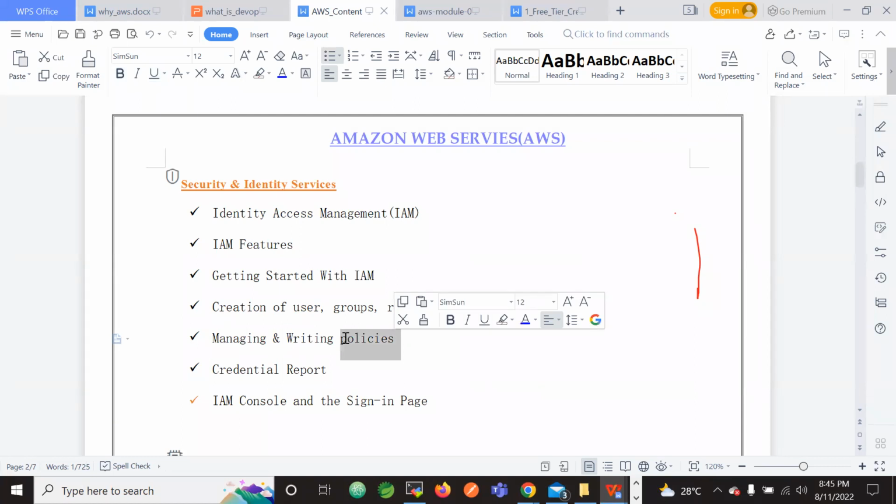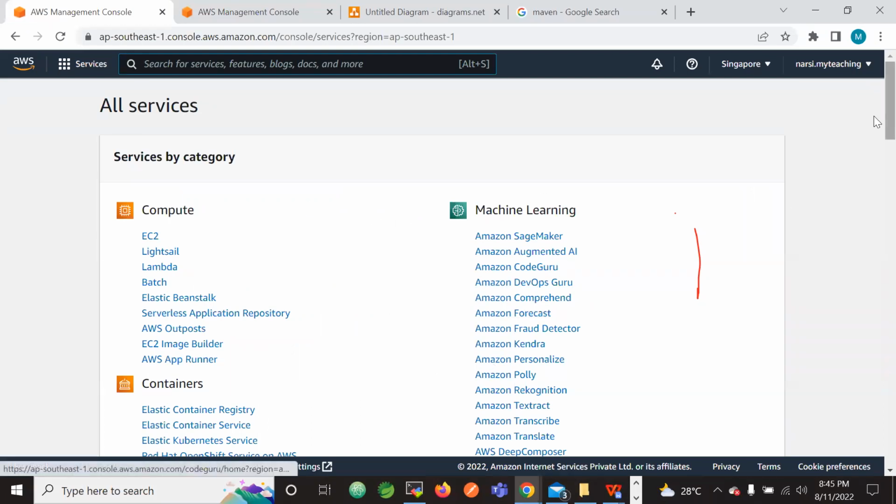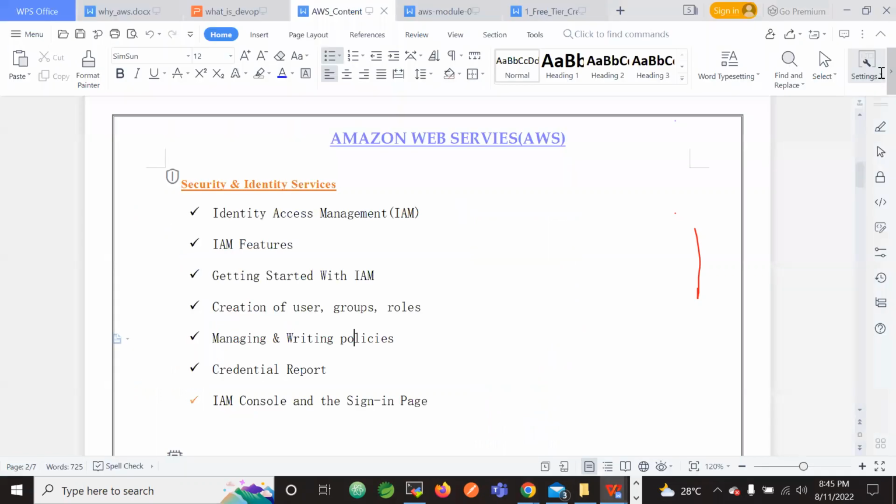Policies are nothing but rules, permissions, grants. Granting permissions, enabling the rules for accessing something, is nothing but a policy. If the policy is enabled, then only will we be able to access these other services and work with them. That is the reason we first have to understand the policies. But to understand the policies, we have to understand the users, groups, and roles.